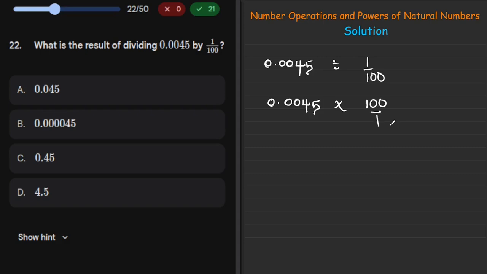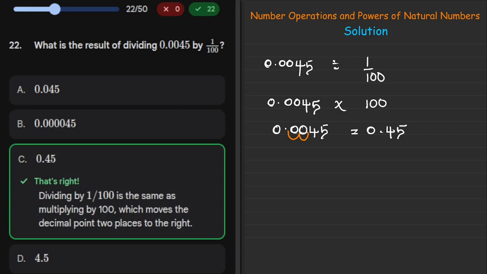Now we know the over 1 will still maintain the value. Hence, let's just say we have 0.0045 multiplying 100. Since we are multiplying by 100, all we need to do now is to move the decimal place 2 times to the right. So we have 1 and then 2. The new position of the decimal place is between this 0 and this 4. And that is going to give us 0.45. So among our answers, we have the C.